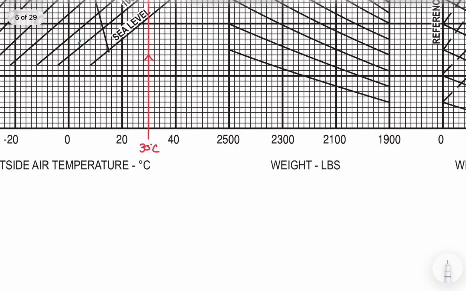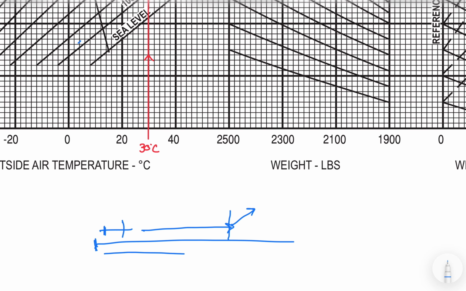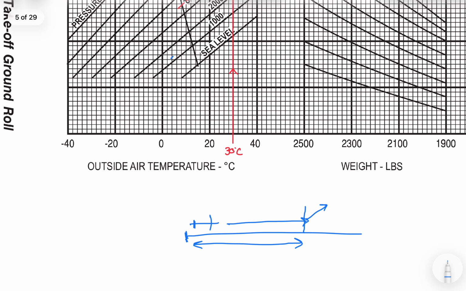First off, we need to understand what is takeoff ground roll. Let's imagine a little runway. On the runway, we've got a pilot in his aircraft. He's going to start the takeoff. He adds power. The aircraft rolls down the runway to a rotation speed. He applies back pressure on the control column and the aircraft lifts off. Now that distance from starting the takeoff to lifting off is called the takeoff ground roll. It's merely the distance the aircraft rolls along the runway.